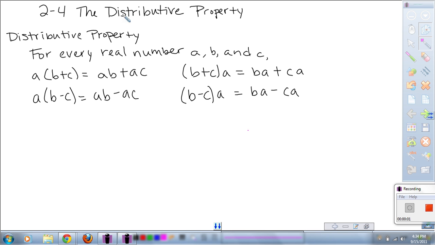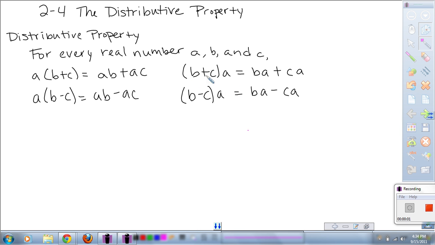This is lesson 2-4 of the distributive property. The distributive property says for every real number a, b, and c, a times the quantity b plus c equals a times b plus a times c. A times the quantity b minus c equals a times b minus a times c.